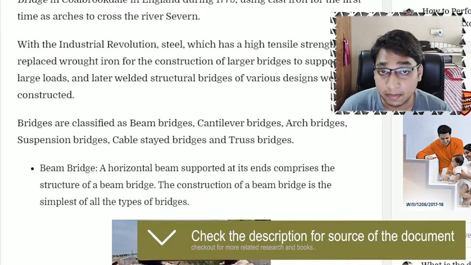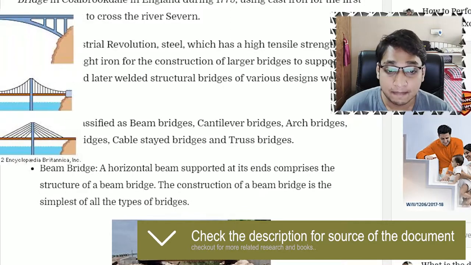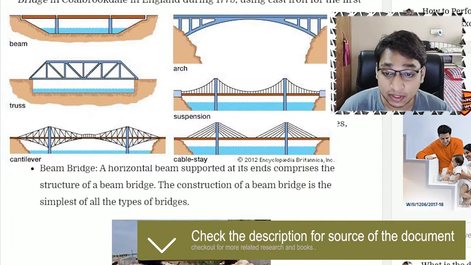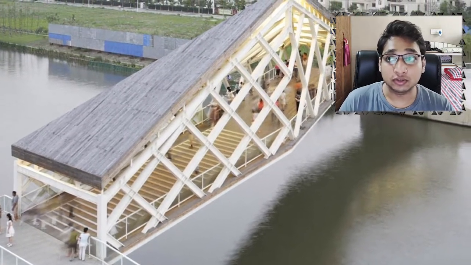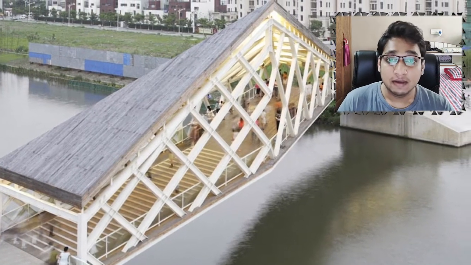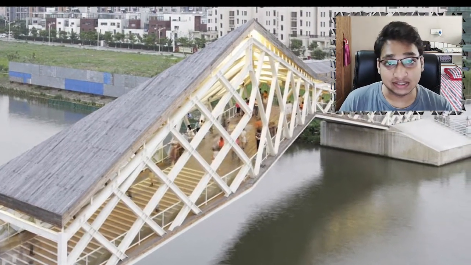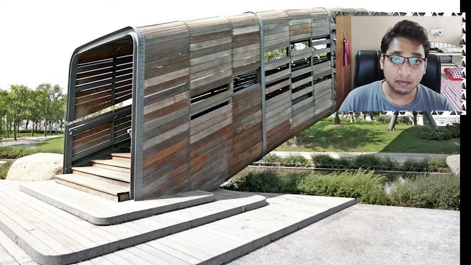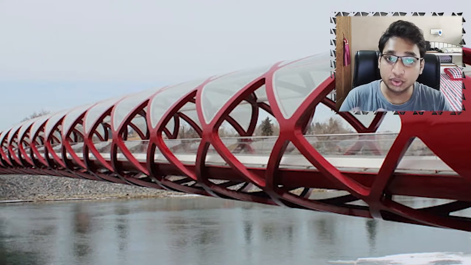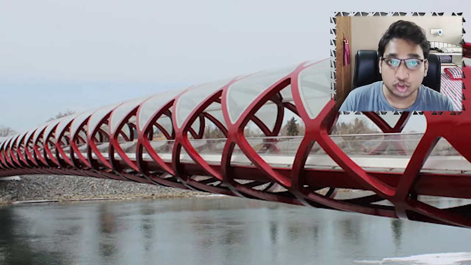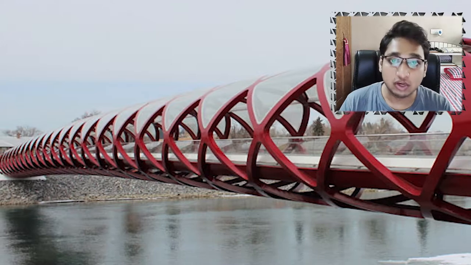Bridges are classified as beam bridge, cantilever bridge, arch bridge, suspension bridge, cable-stayed bridge, and truss bridge. Because of the invention of steel and the flexibility of design, we can really play with different designs and create something very interesting. So I would like to prepare a simple pedestrian bridge and create something interesting using parametric tools. Let's jump into the Rhino interface.